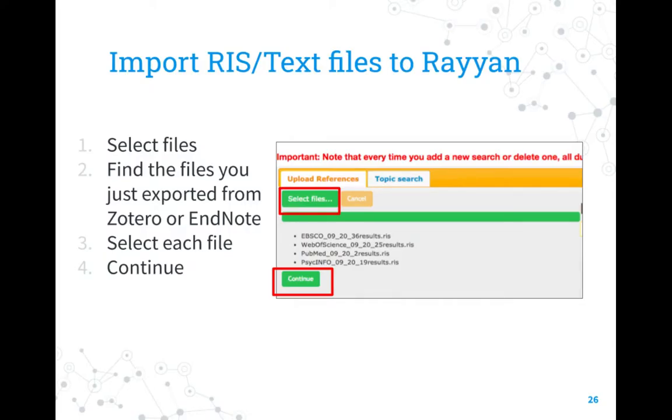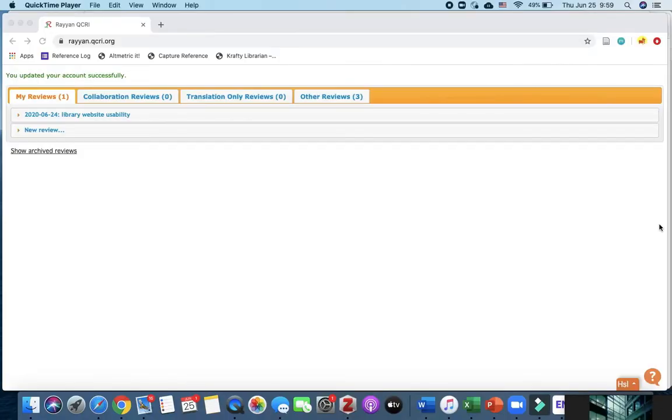So once we've downloaded all of our de-duped citation files, we're ready to import them into Rayyan. If you're collaborating with a team of reviewers, remember that only the owner of the review needs to complete this step. The results will be shared with anyone that you invited to your review.